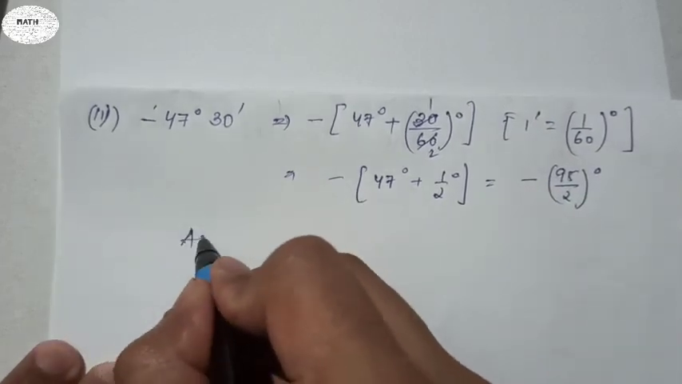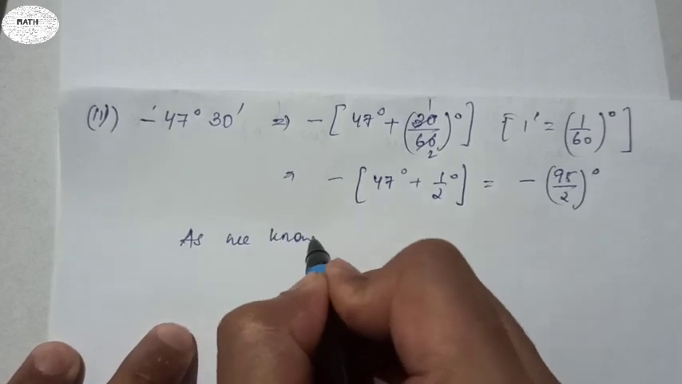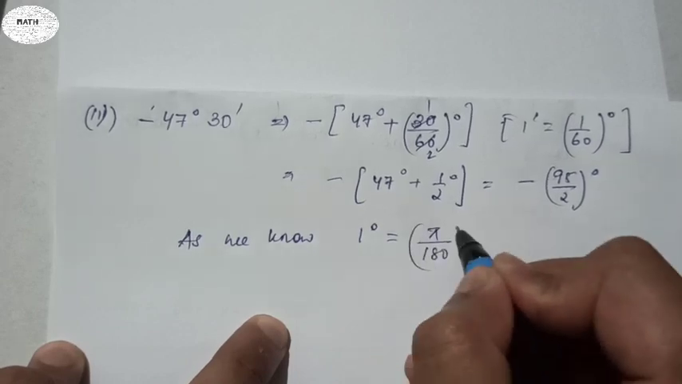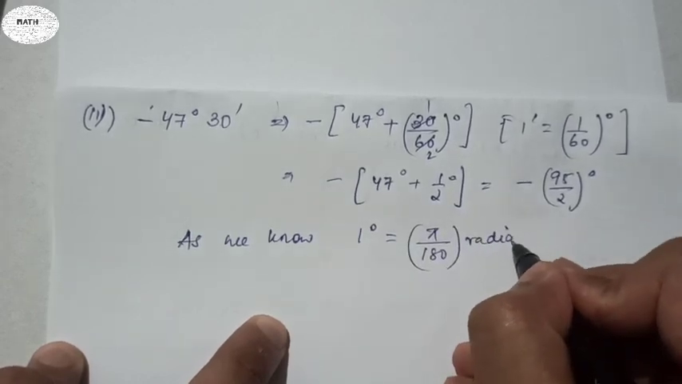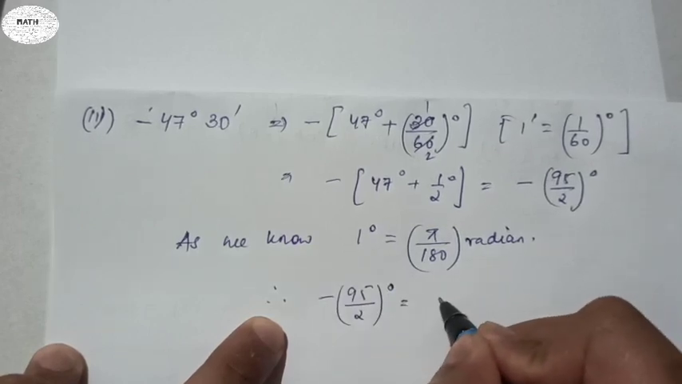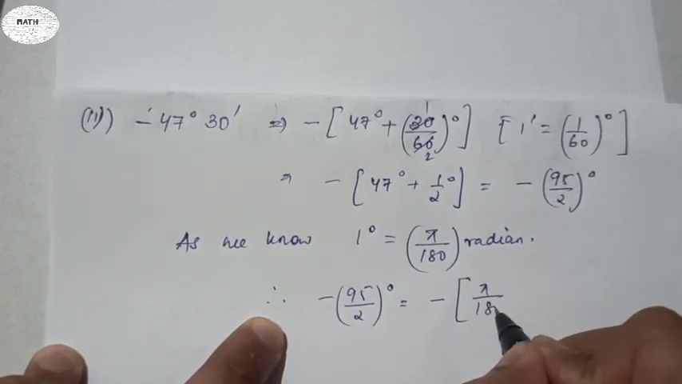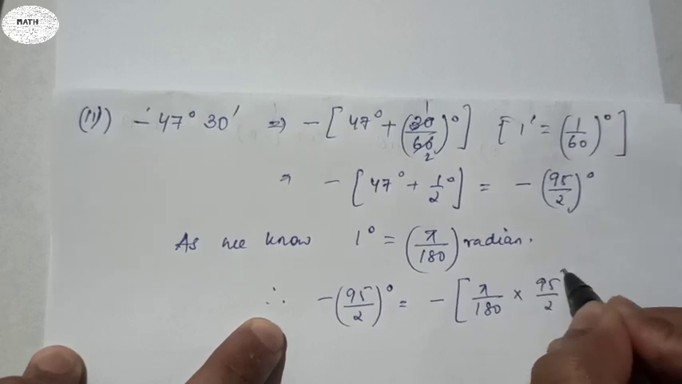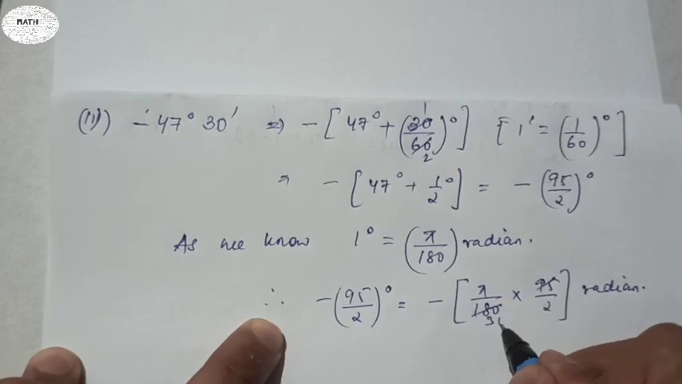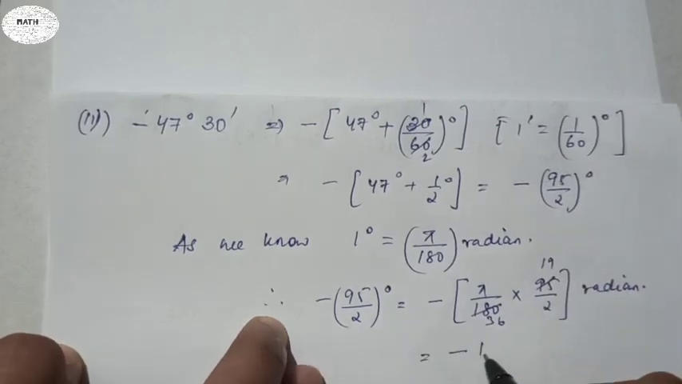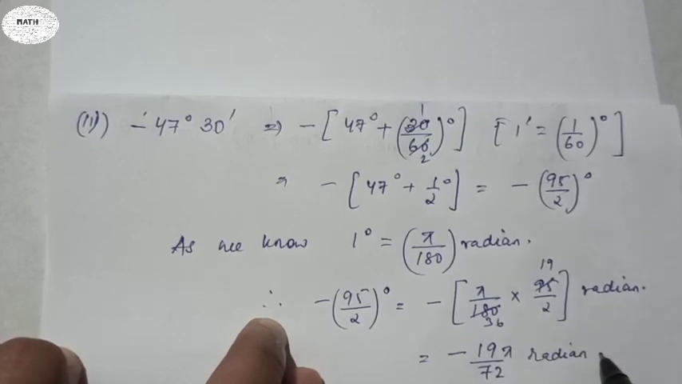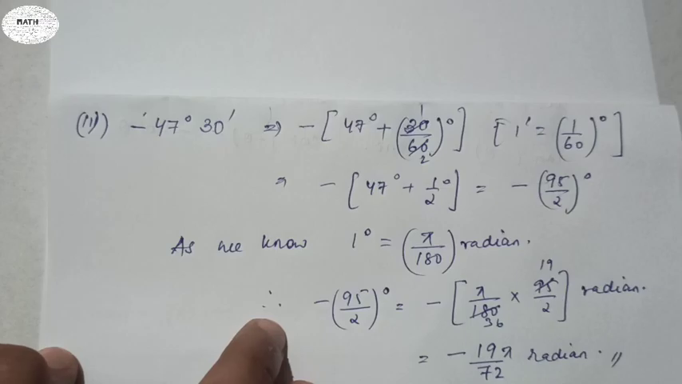So again, just like the previous one, as we know that 1 degree is equal to pi by 180 radian. So therefore your minus 95 by 2 degrees would be nothing more than minus pi by 180 into 95 by 2 radian. So if you cancel it, you will get here 36, you will get here 19, so we'll get the answer minus 19 by 72 pi radian. So that's all about your question number 2.